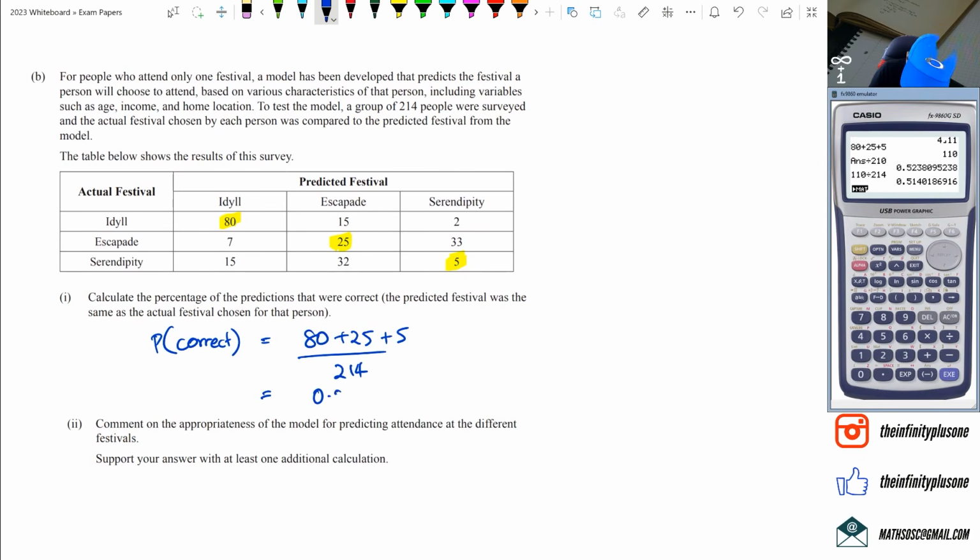That's going to give us 0.514. As a percentage, we're going to write it as 51.4%. Grades wise, this question is worth an Achieved.